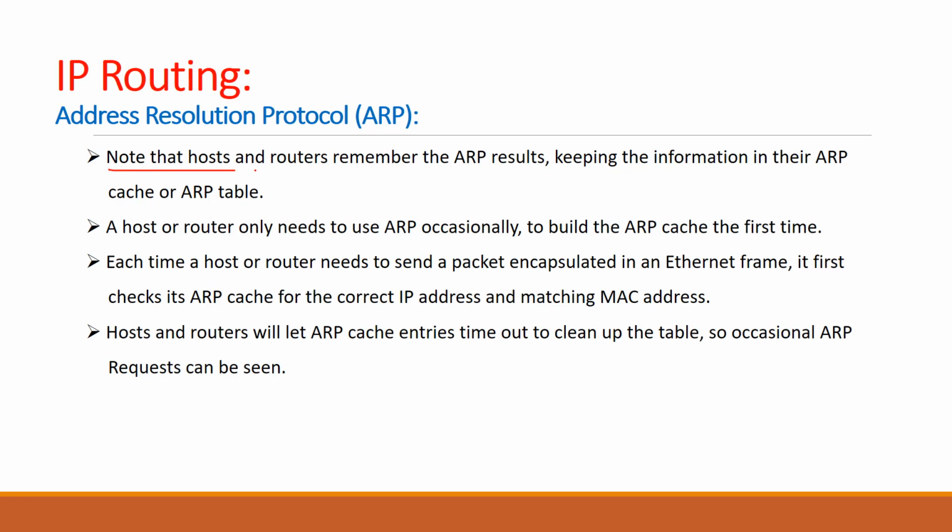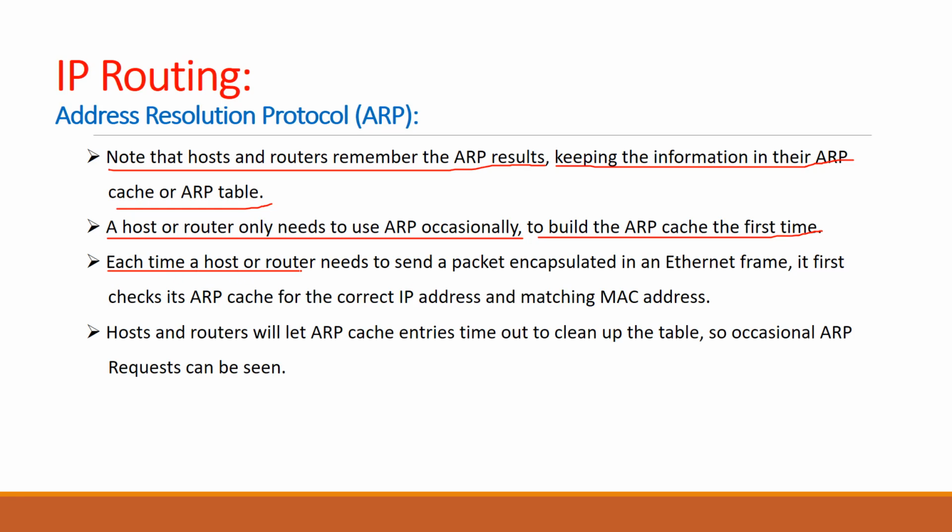Note that hosts and routers remember the ARP results, keeping the information in their ARP cache or ARP table. So there is something called an ARP table or ARP cache that exists in hosts and routers. A host or router only needs to use ARP occasionally to build the ARP cache the first time.